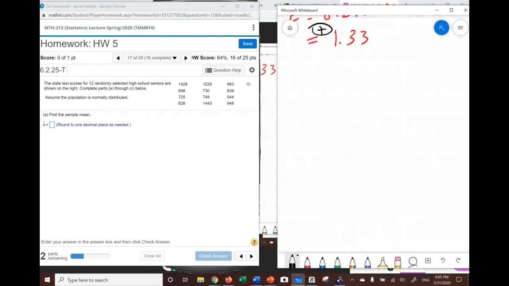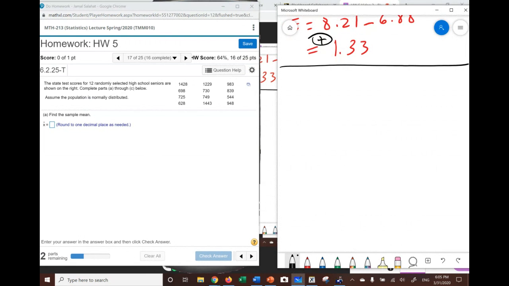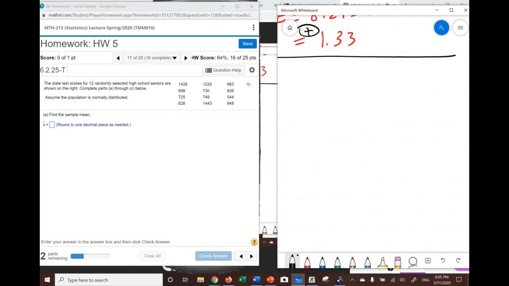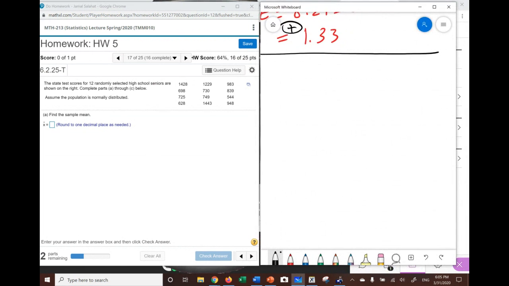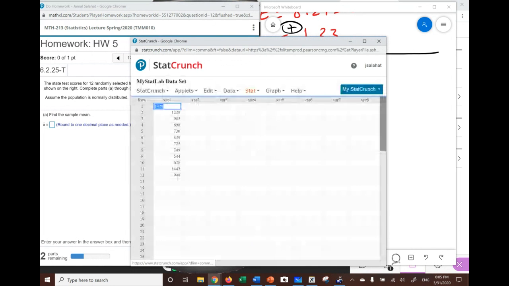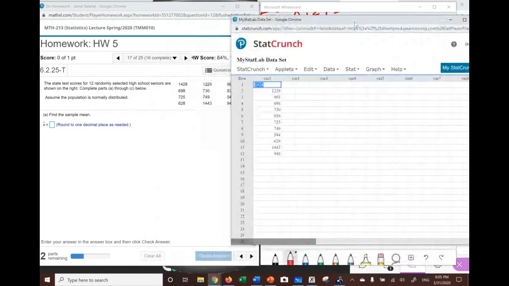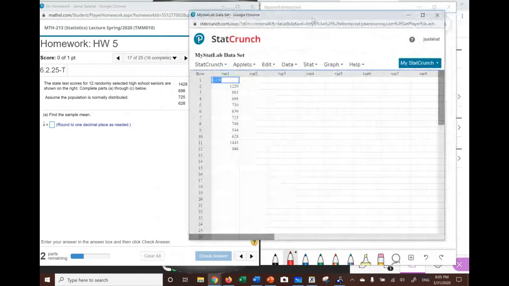Now, this is a nice problem. In this problem, this takes us back to chapter 2. They already gave me a list of data. If you look towards what I'm pointing to right now, there is an icon where I can click on it and then open in StatCrunch, and that will take all my data into StatCrunch. So the data that you see in that table went into StatCrunch.